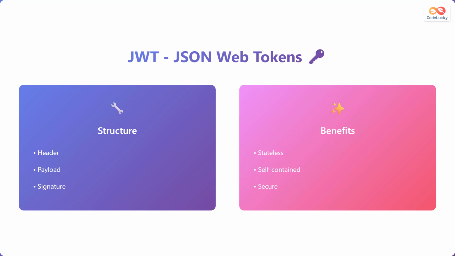token's integrity. The benefits of using JWT are that they are stateless, meaning the server doesn't need to keep track of sessions. They are self-contained, as all the necessary information is within the token itself, and they are secure, thanks to the signature that prevents tampering.